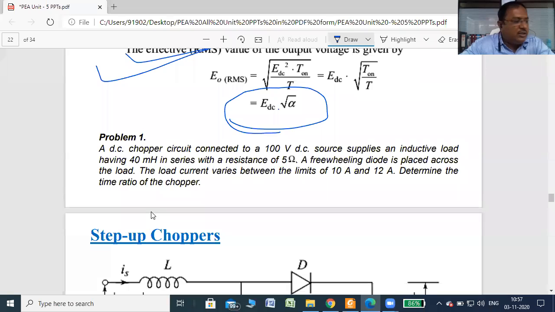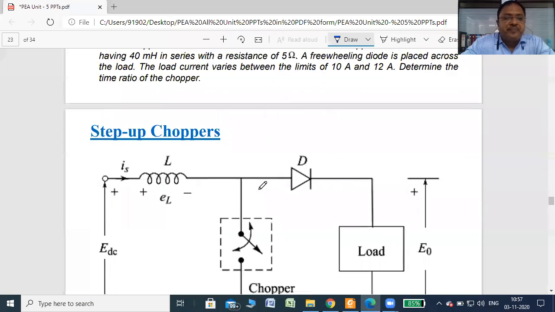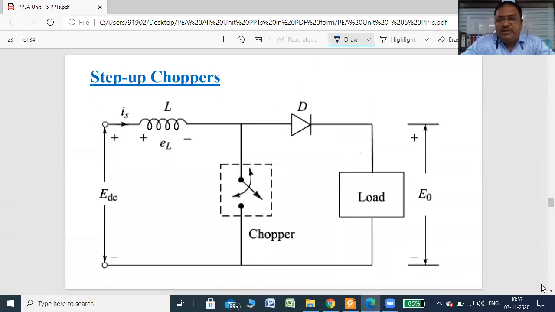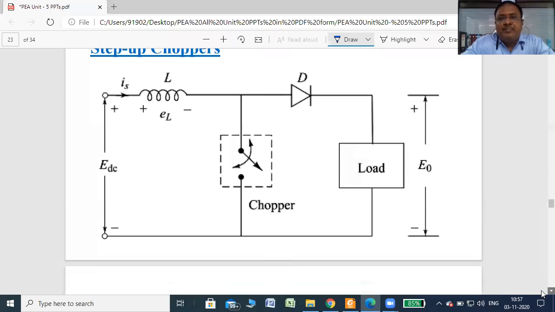So you have to calculate T on by T off. That is called the time ratio of a chopper. I will share the PDF of MD Singh and Khanchandani, in which the problem is given with its answer, right? So you can refer to that. So this is about the step down chopper. Next one is the step up chopper.